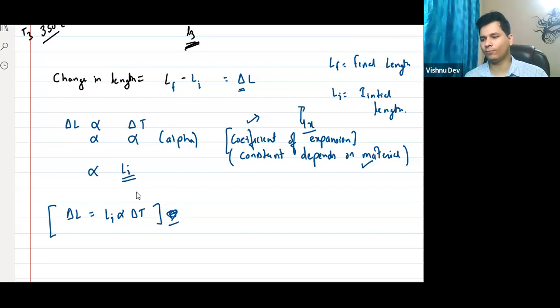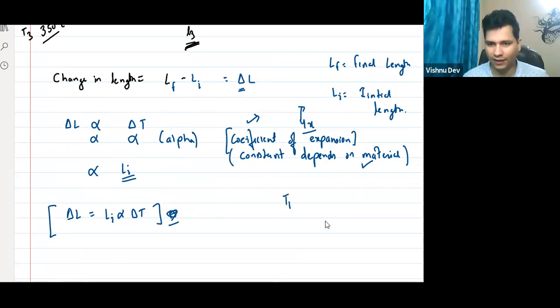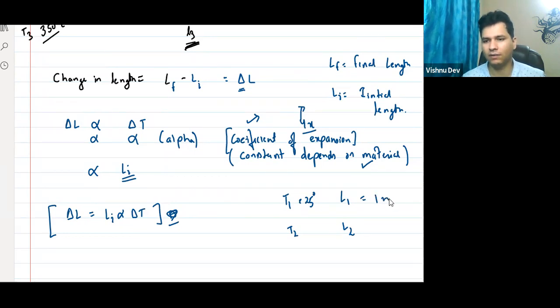What is initial? Initial means what it was at first, the starting value. For example, if the length is L1 at temperature T1 and becomes L2 at T2, so what is the initial temperature? T1 and L1. Suppose L1 is 1 meter, I'm just giving you an example. So this is T1, which is the initial temperature, and L1 is the initial length.